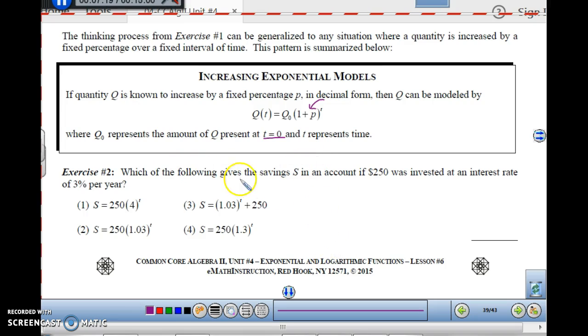All right, so which of the following gives a savings S in an account if $250 is invested at an interest rate of 3% per year? Okay, so if it's 3% per year, by how much does it increase after 1 year? It would be 103%, so we would multiply by 1.03. So S is equal to, what's our starting value? It's $250 times 1.03 raised to the T over time. So that would be number 2. Be very careful. Remember, it's 2 decimal places for 1.03.